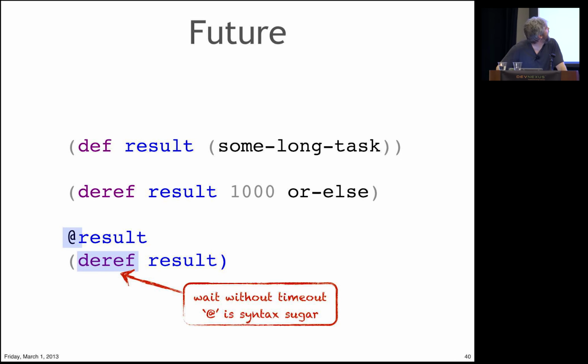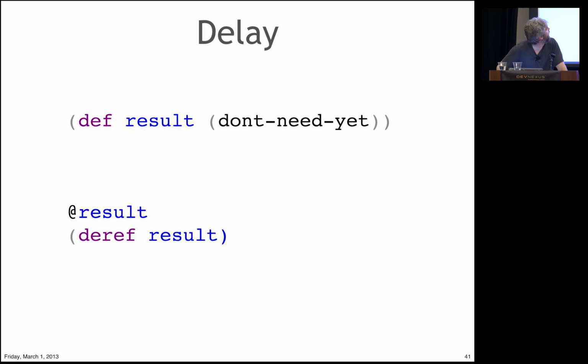There's also a type called delay. Again, this thing needs to be inside of a call to delay. So def result, parentheses, delay, that stuff.